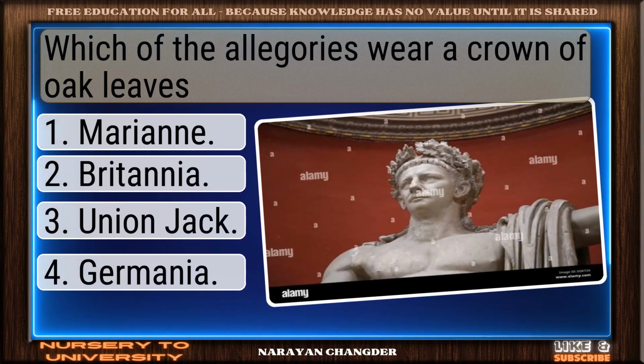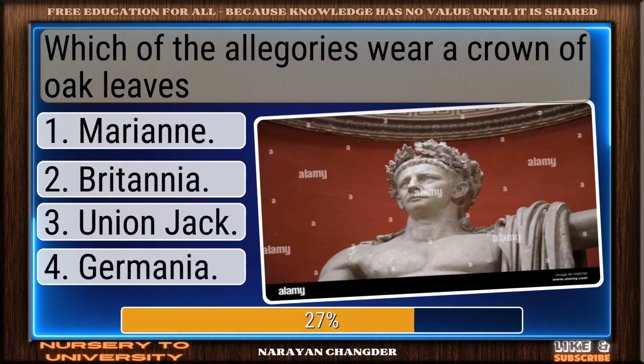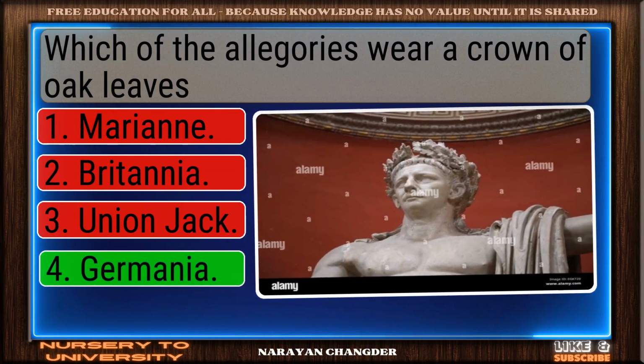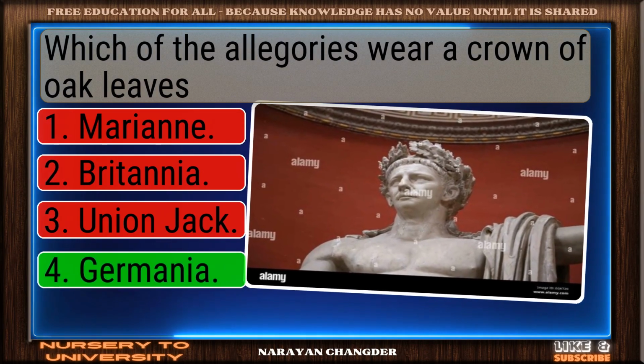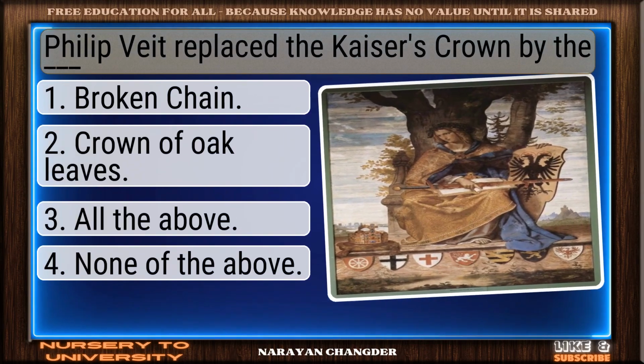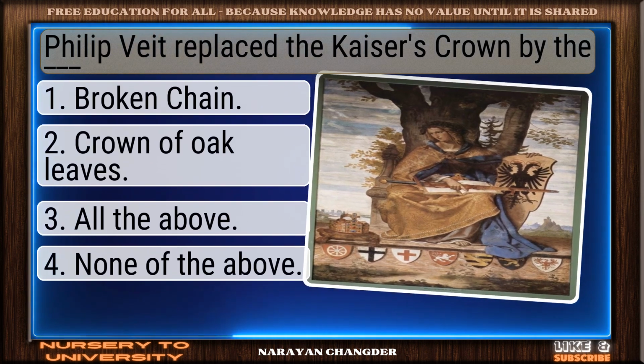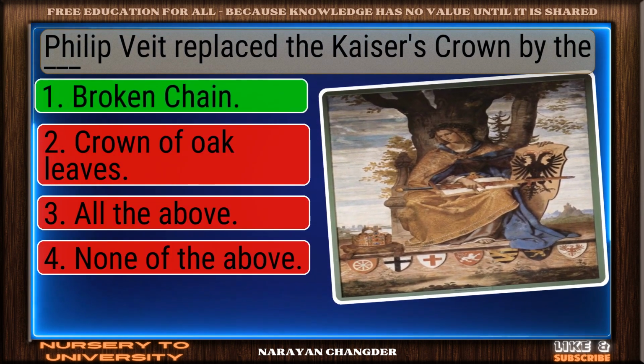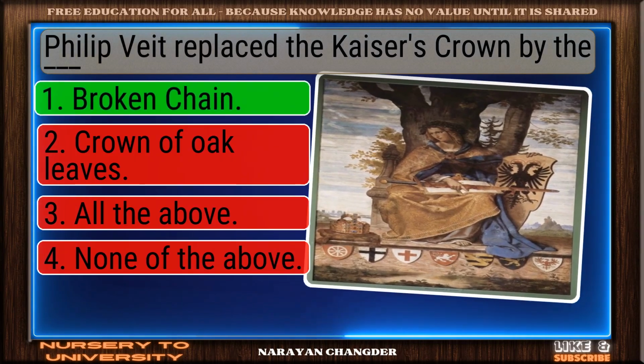Which of the allegories wears a crown of oak leaves? Smart move. Germania is the accurate answer. Philip Veit replaced the Kaiser's crown by the dash. Solid response. Broken chain is valid.